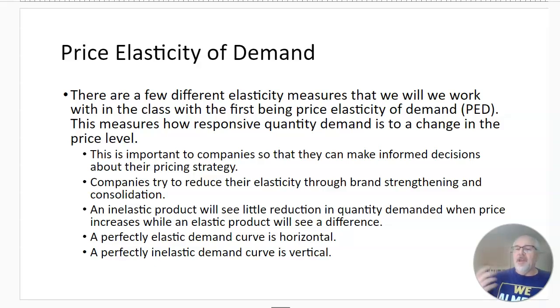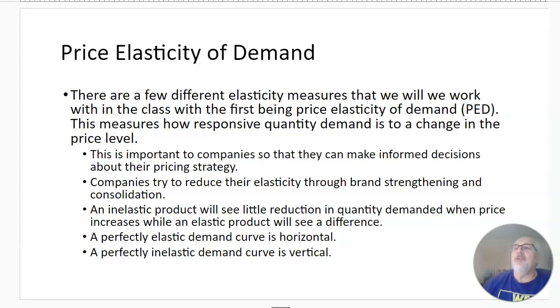But why do we want to know about this? It's really important from a business standpoint to have an understanding of how consumers view your product so that you make appropriate pricing decisions. If a product is one that consumers really don't need and will walk away from easily, then you don't have the ability to raise prices and maintain your revenues in the same way that you would if the product was more inelastic.